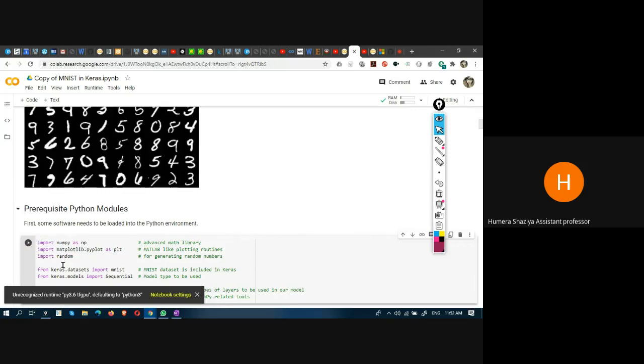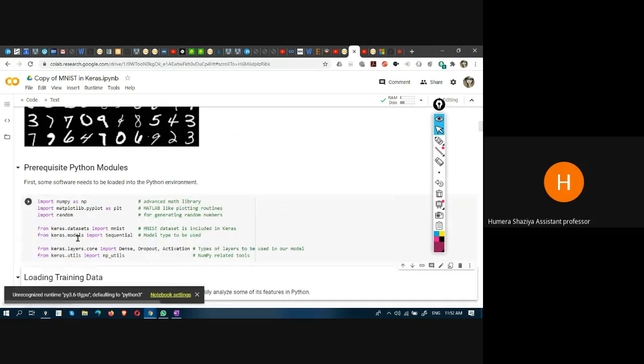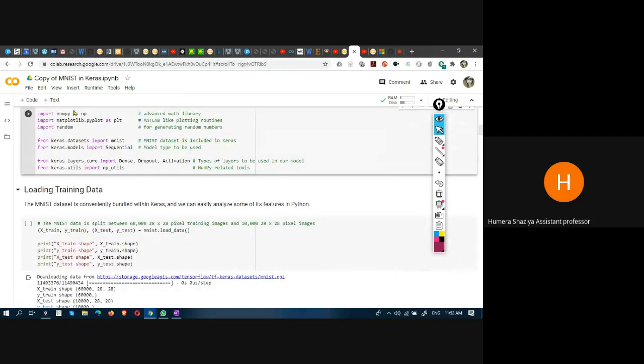What are you doing in this code cell? You are importing the required libraries. What are the libraries? You are importing NumPy for mathematical operations. You are importing matplotlib.pyplot. In matplotlib, you have another library known as pyplot. We use pyplot for plotting. And random is used to generate random numbers. We may require to generate some random numbers for that.